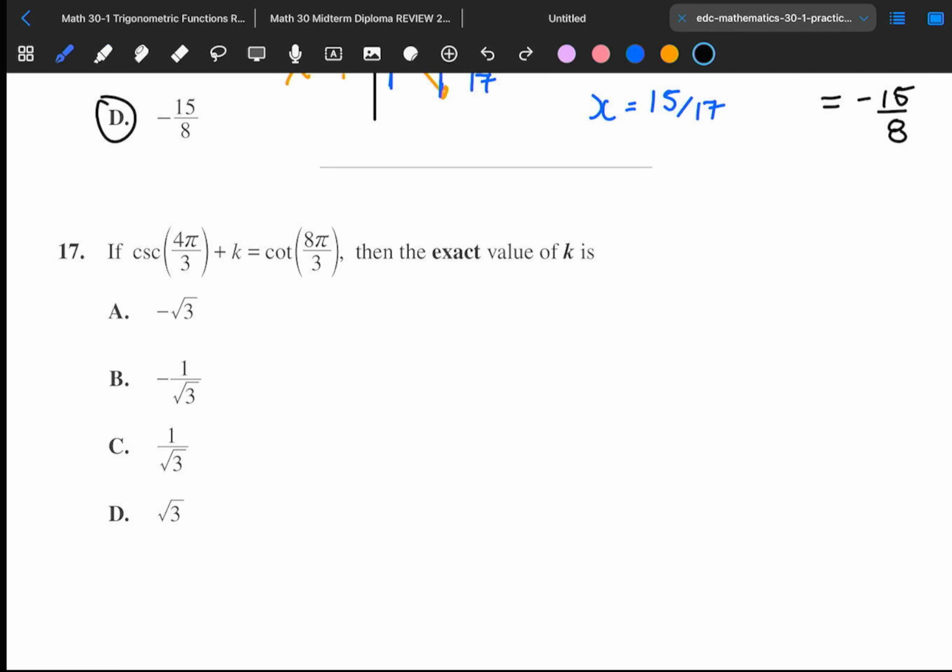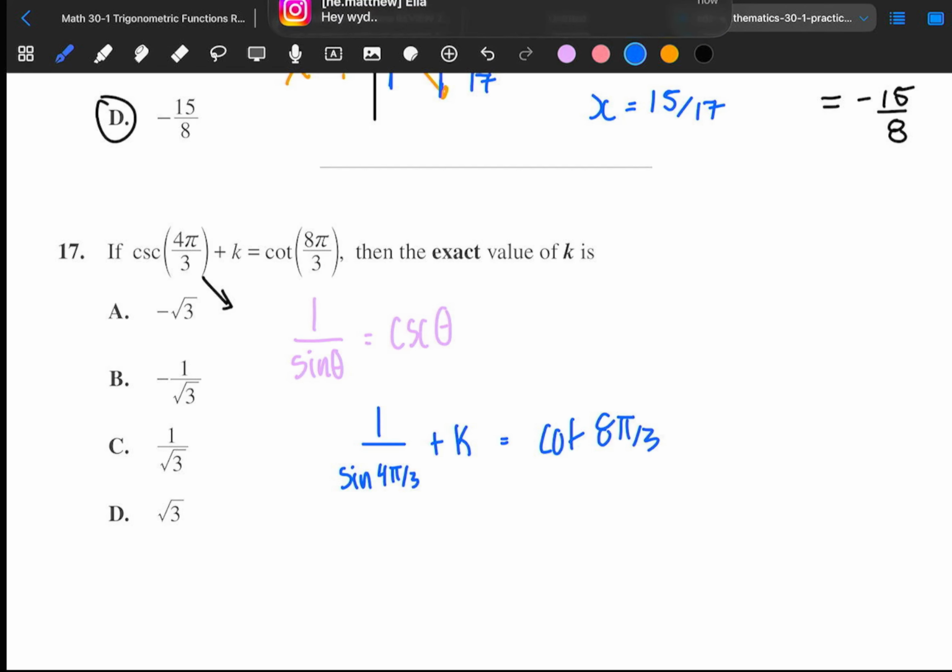So first of all, I would rewrite all of this. Cosecant is the same thing as saying 1 over sine theta is equal to cosecant theta. So what is theta in this case? It's 4 pi over 3. So we're going to say 1 over sine of 4 pi thirds plus an unknown value k is equal to cotangent of 8 pi over 3.